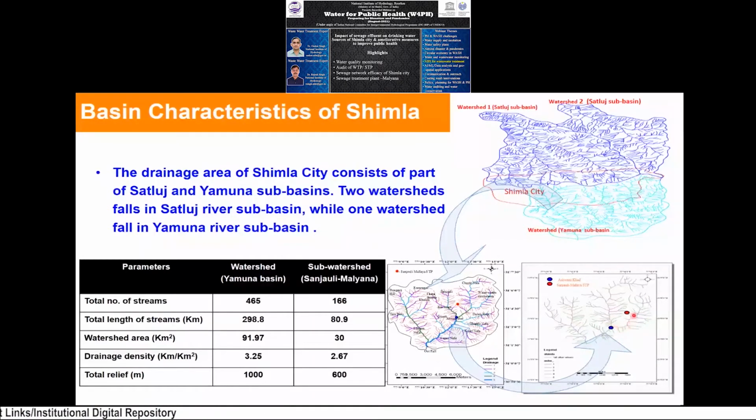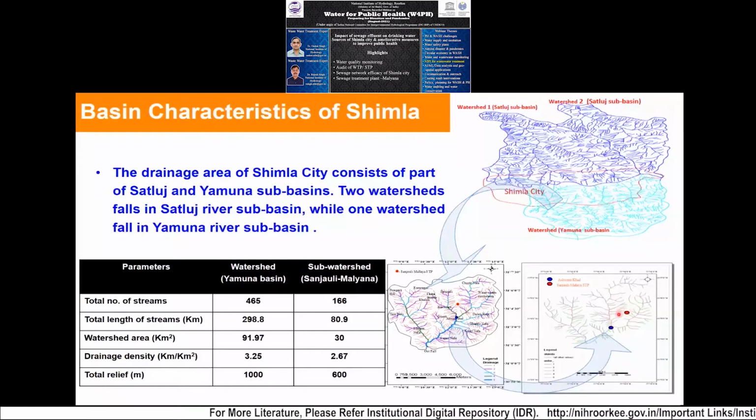And here the red dot is the sewage treatment plant. So this is the Aswani Khad stream from which the water is supplied to the treatment plant. We will be discussing more in detail. And this sewage treatment plant was discharging its treated effluent into this natural stream.